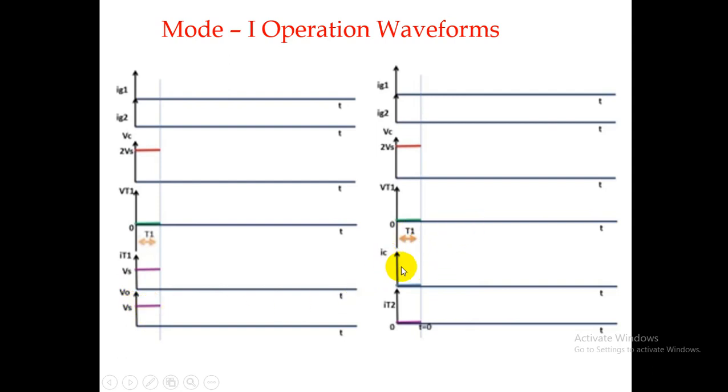And look at this, this is the current flowing through the capacitor during mode 1 operation at t less than 0 condition. Then there is no return path for the capacitor current, thereby there is no current flowing through the capacitor here. And T2 is not at all triggered, that's why there is no current passing through T2 till T1 is 0, meaning less than T0 condition.